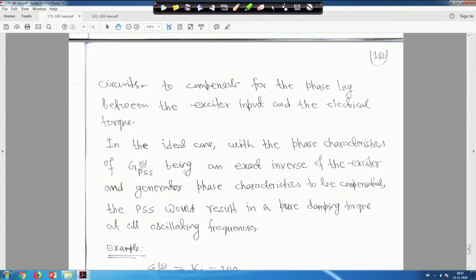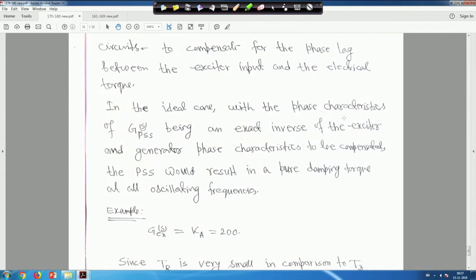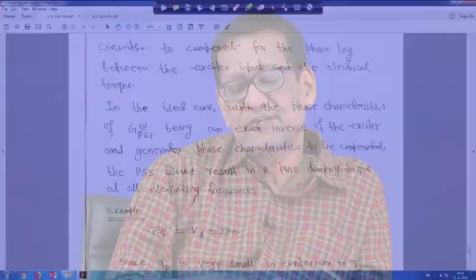So, in the ideal case, with the phase characteristic of GPSS, the stabilizer transfer function, being an exact inverse of the exciter and generator phase characteristic to be compensated, it will be a pure gain. The PSS would result in a pure damping torque at all oscillating frequencies. That means the lead lag compensator you have to design in such a fashion that the lead compensator will compensate the lag one. We will take a small example and try to explain how things are.